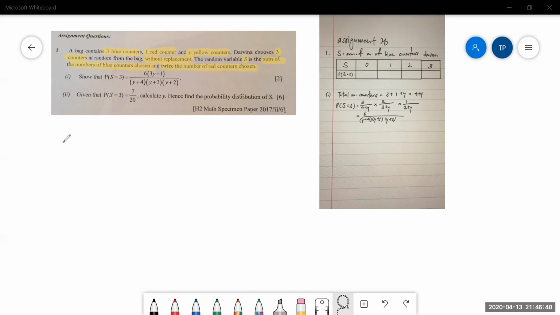Is there a formula or something? Okay, S will be equal to blue plus 2 red, which is 2 times the number of red. Now we have 3 blue, we have 1 red, and we have 1 yellow.